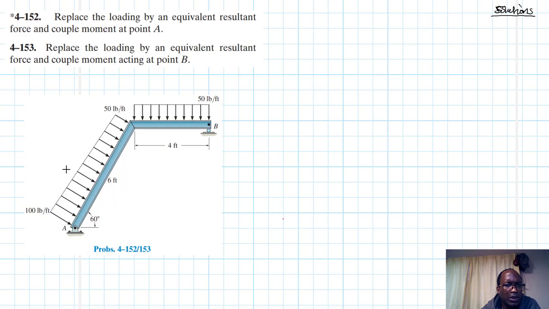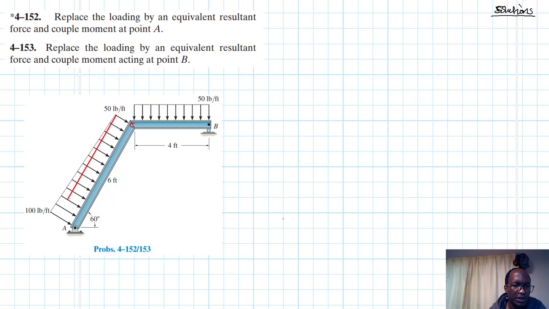Right, so we have been asked to replace the loading by an equivalent resultant force and couple moment at A, the first case, and then at B in the second case. So let's call this point here C. From A to C, we have this trapezoid distributed load, which we can write into regular shapes, so rectangular and triangular. And then from C to B, we have a rectangular distributed force.